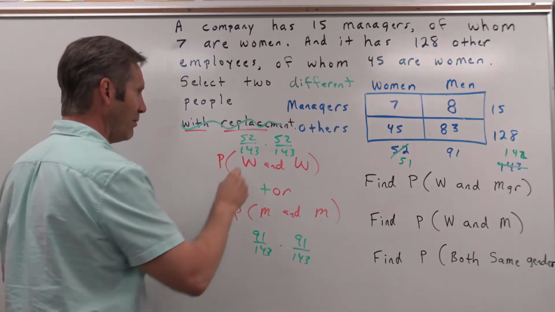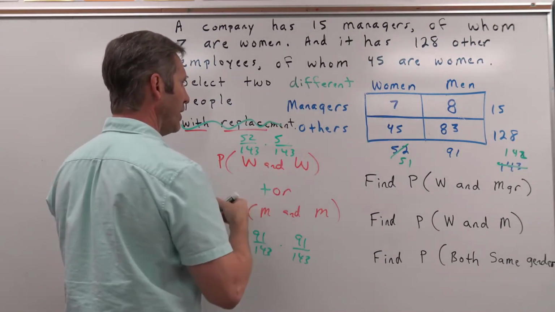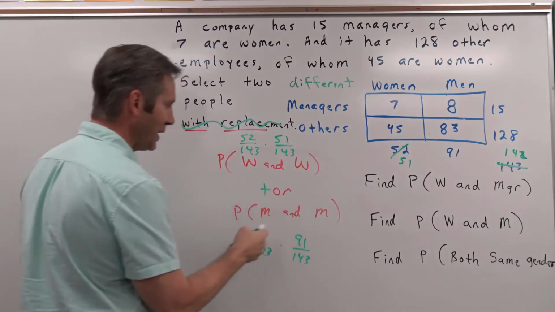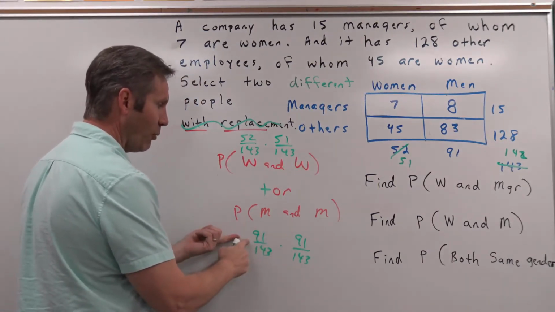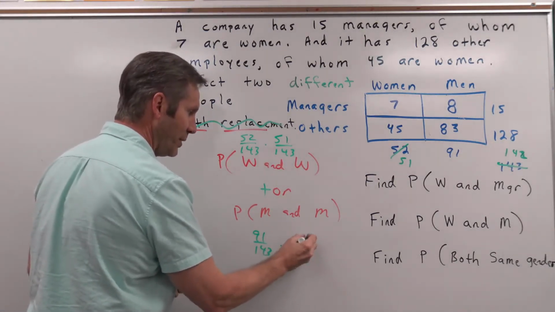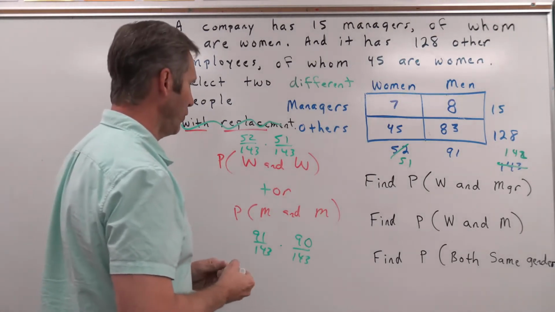So now what do we have? We've got 52 out of 143 times 51 out of 142. Likewise with the male, we started with 91, but if we took a male and couldn't replace him, then it's this right here, so add those 2 together.